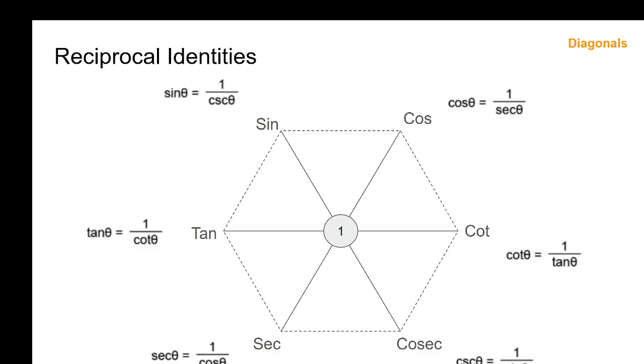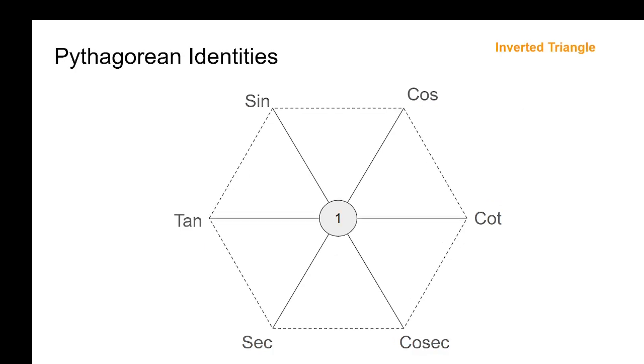And moving on to the next one, let's see Pythagorean identities. There are three inverted triangles here. Using this inverted triangle, the ratios that are there in the three corners of the triangle, you can derive these Pythagorean identities. Let's take this triangle. Sine and cos are there in the top two vertices.